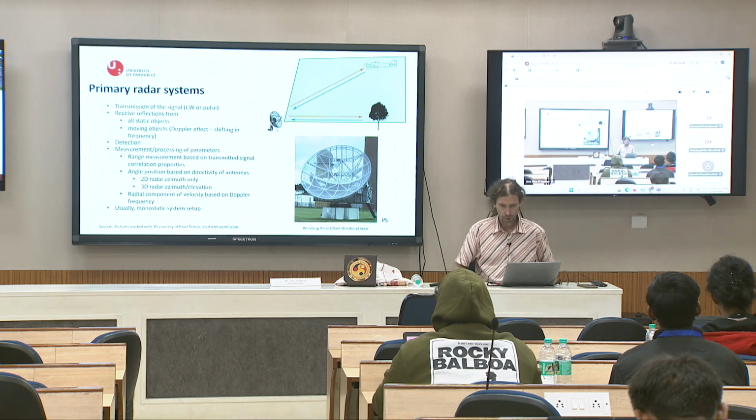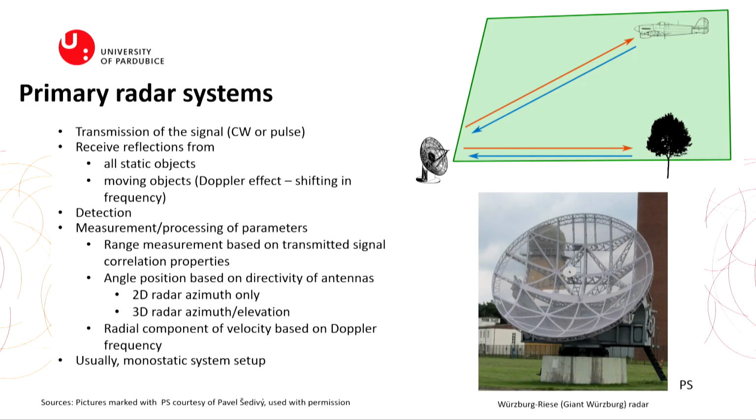So the first step, of course, in radar signal processing is detection. Then from detection we will make measurement and processing of parameters. And what are the basic measurements and parameters? It is range, measured based on the transmitted signal. And how do you think that we measure range? When I transmit some pulse at a specific time, it is reflected and travels back. We measure range based on the delay of the signal.